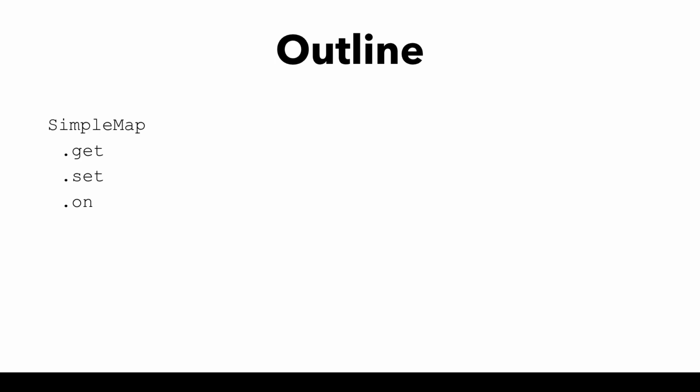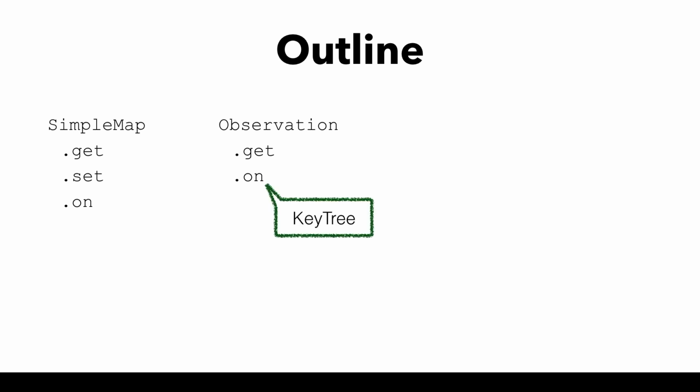So to build it all, we are going to start by building a rough version of SimpleMap's get and set and on methods. We'll then learn about keytree and see how trees help us organize event handlers, improving the on method in the process. Next, we'll begin implementing a rough version of observation's get and on. We'll learn some new features of keytree and use these features to make it so observations only set themselves up the first time they are bound to.